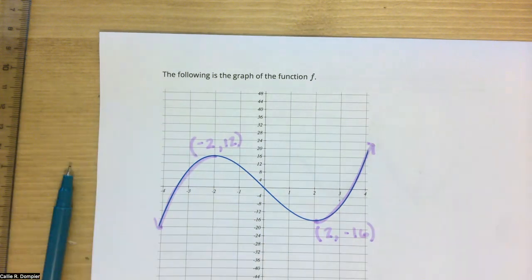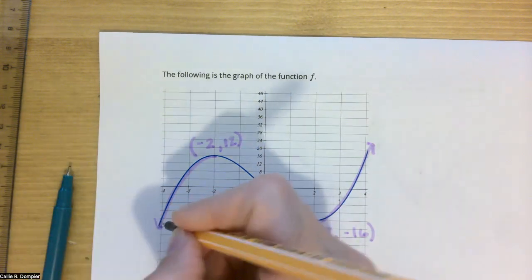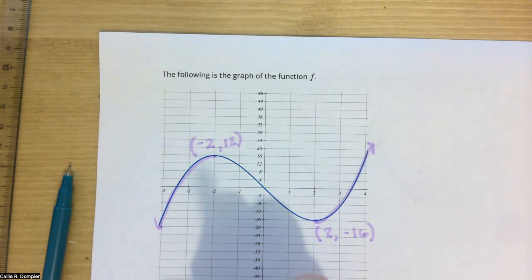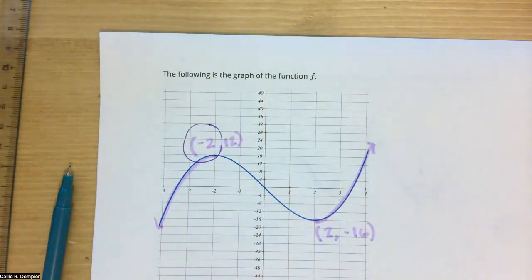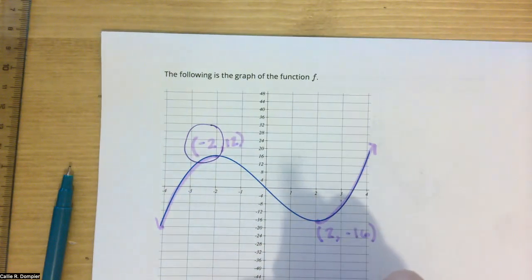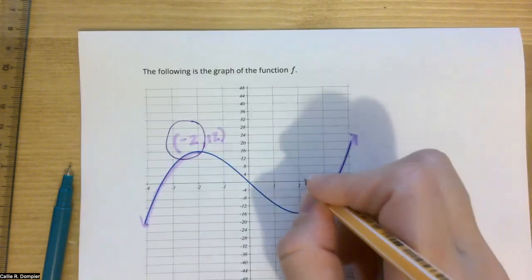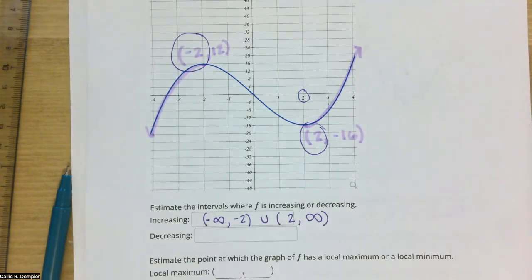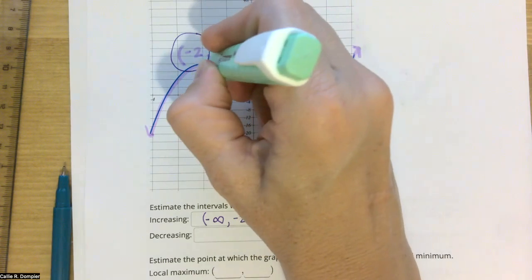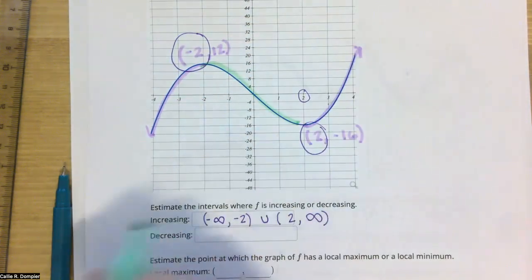So it's increasing from negative infinity until -2. Remember, we are only worried about the X value, not the Y value. Union with 2 until infinity. Oh, sorry, you couldn't see that. Where is it decreasing? Between -2 and 2.